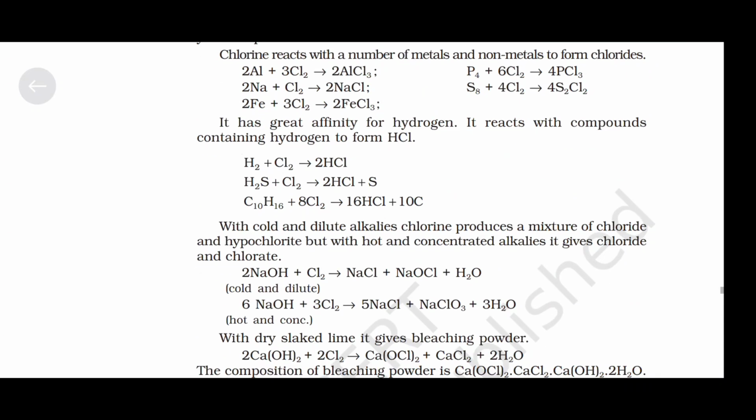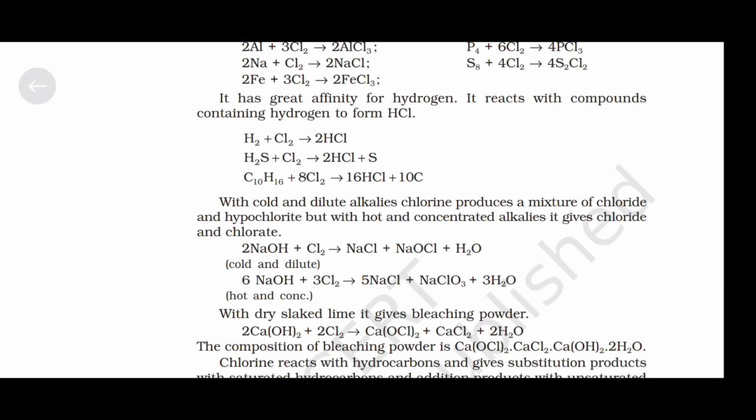It has great affinity for hydrogen. It reacts with compounds containing hydrogen to form HCl. Mix hydrogen and chlorine, HCl is formed. Mix hydrogen sulfide and chlorine, HCl is formed and sulfur is released. Mix C10H16 plus chlorine, again HCl is formed and carbon is released.